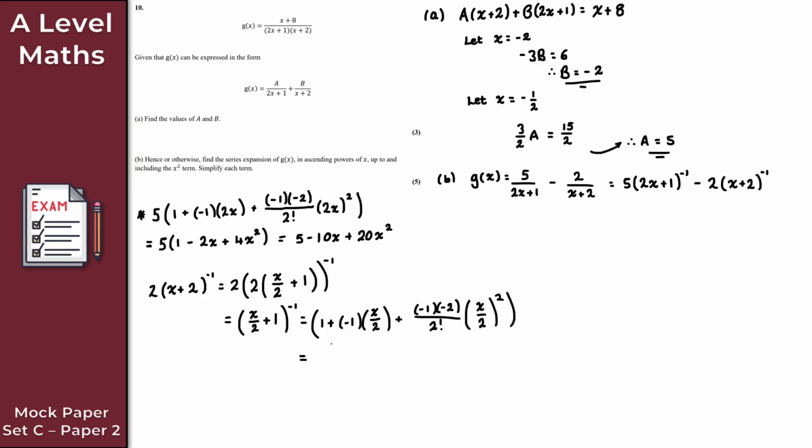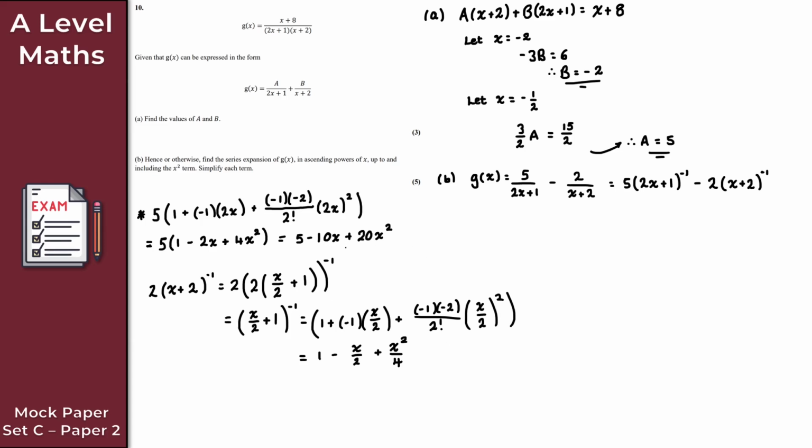Let's just simplify this here. So I get 1 minus x over 2. I've got minus 1 times minus 2. So again, that's 2 over 2 factorial, which again is just 2. So that just gives me 1 there. And then x over 2 all squared is x squared over 4. So plus x squared over 4.